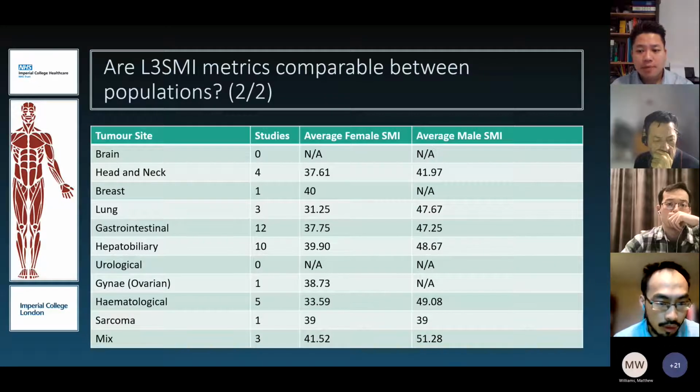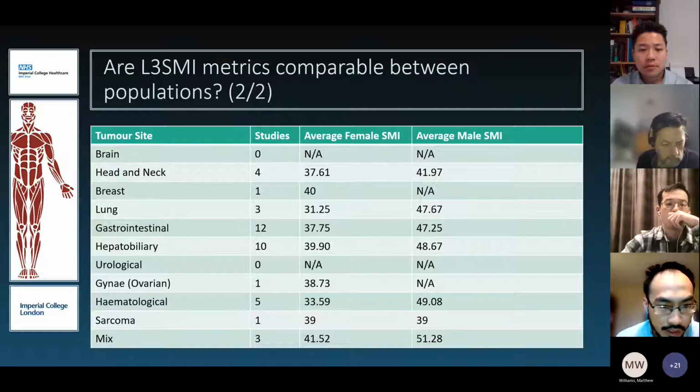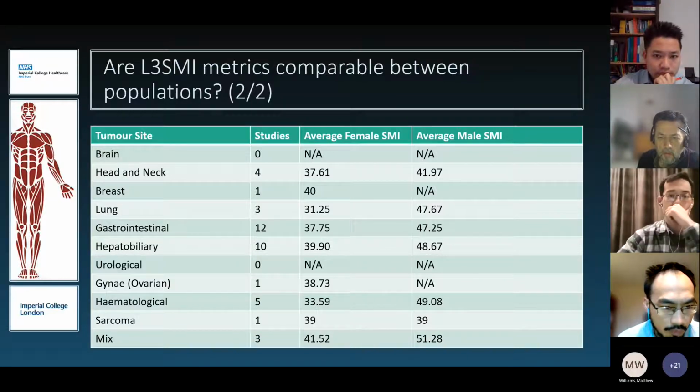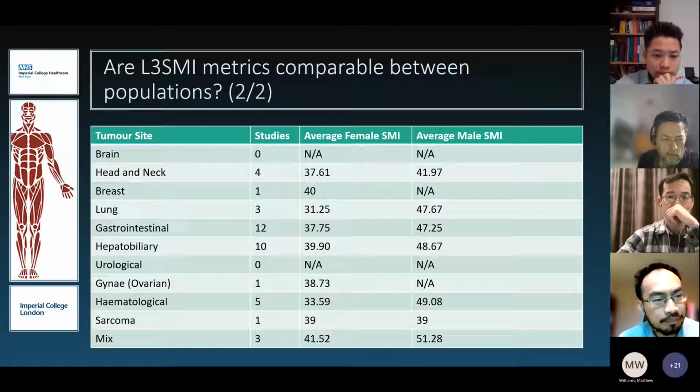So here we're looking at tumor types. Are the different body types similar across the different tumor locations? And again, female, male, left and right side. You can see that there's minimum difference from the originator studies. But there's definitely a sex difference, so that's important, and some studies have grouped both sexes into one. But actually, that's probably the main takeaway point here: men are bigger than women in terms of muscle size.